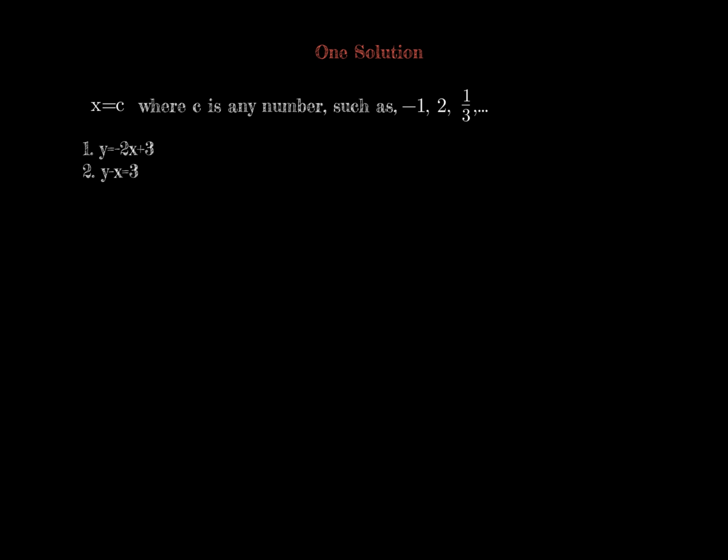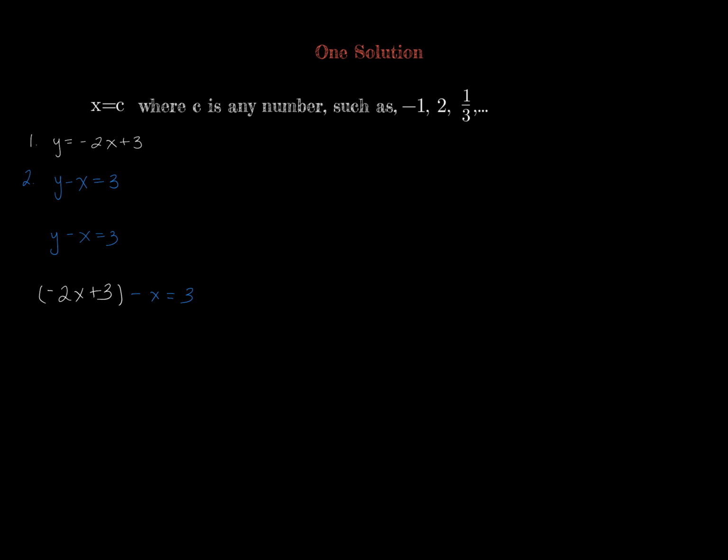Let's look at these systems of equations. The first equation is y equals -2x plus 3. The second one is y minus x equals 3. For this problem, you see that in the first equation, y equals -2x plus 3. To find the solution, wherever you see the y, substitute -2x plus 3 in the second equation. So we're going to substitute -2x plus 3 wherever we see a y.